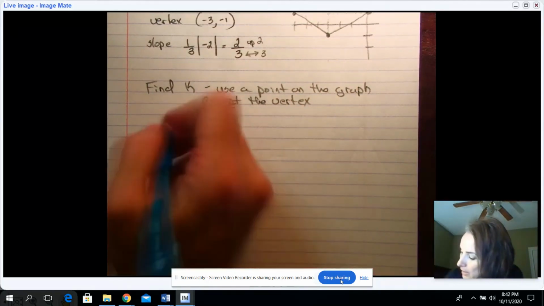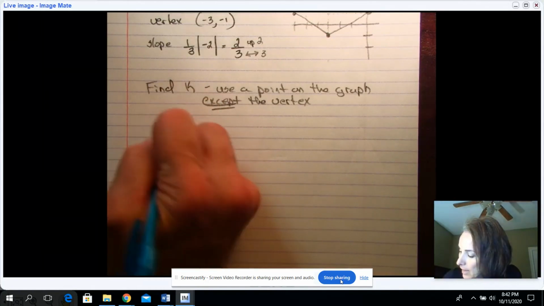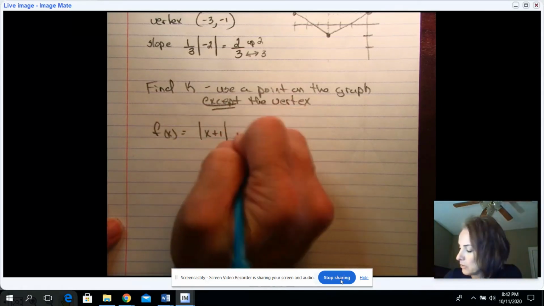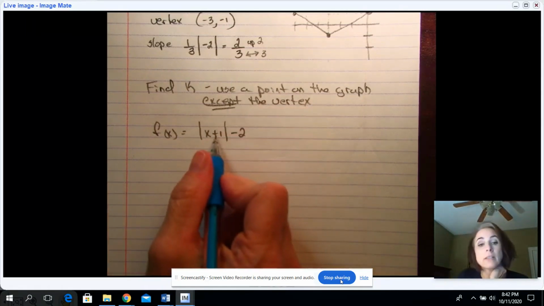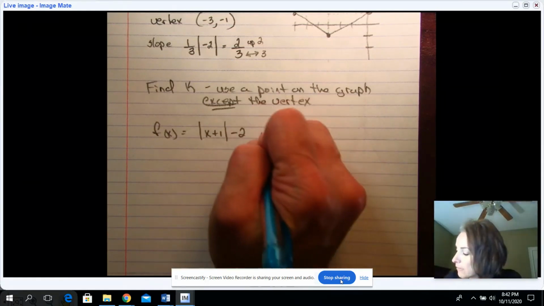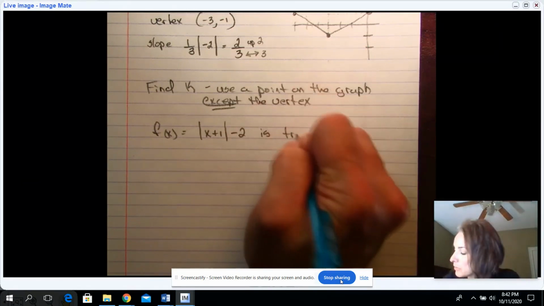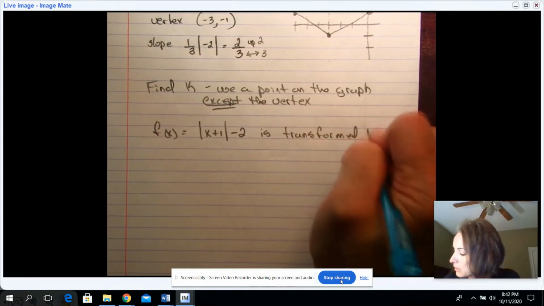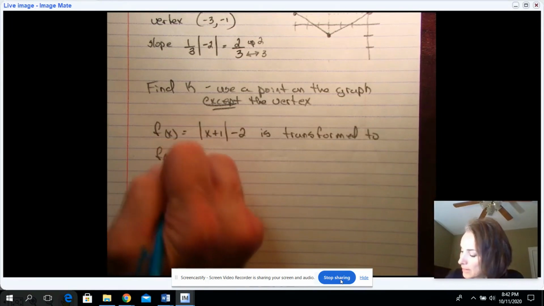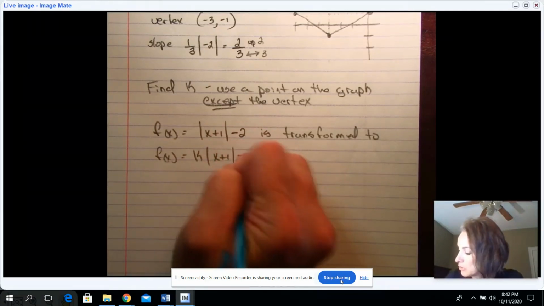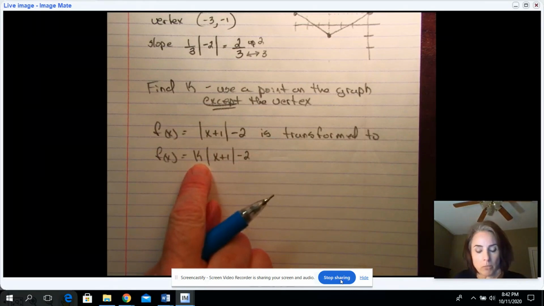All right, so if I give you f of x equals the absolute value of x plus 1 minus 2. So we're taking this absolute value, we're moving it to the left 1, and then we're moving it down 2. And if that particular graph is now transformed, so we're going to move it some more. So if it's transformed to f of x equals k times the absolute value of x plus 1 minus 2, it's got some sort of vertical stretch or compression on it. We're not sure which one.